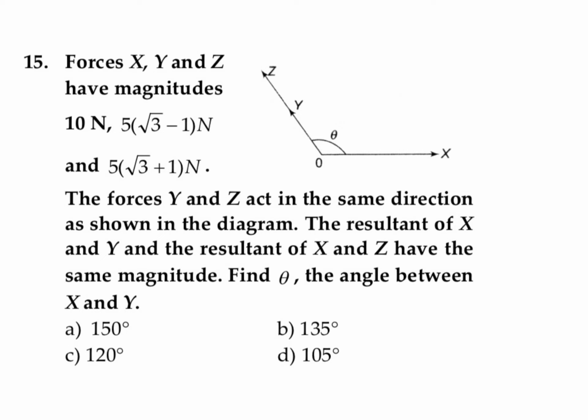The resultant of X and Y, and the resultant of X and Z, have the same magnitude. Find theta, the angle between X and Y. So let's see what is the meaning of this question. We have a vector, that is X vector. X vector has a magnitude of 10.